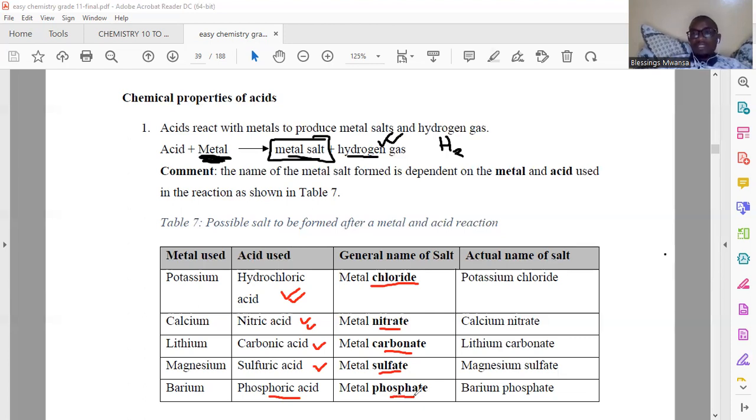What does this mean? So this simply means that the name of a salt is entirely dependent on the acid that I am using. I cannot produce a sulfate salt when I am using hydrochloric acid. I can only produce a sulfate salt if I am using sulfuric acid.